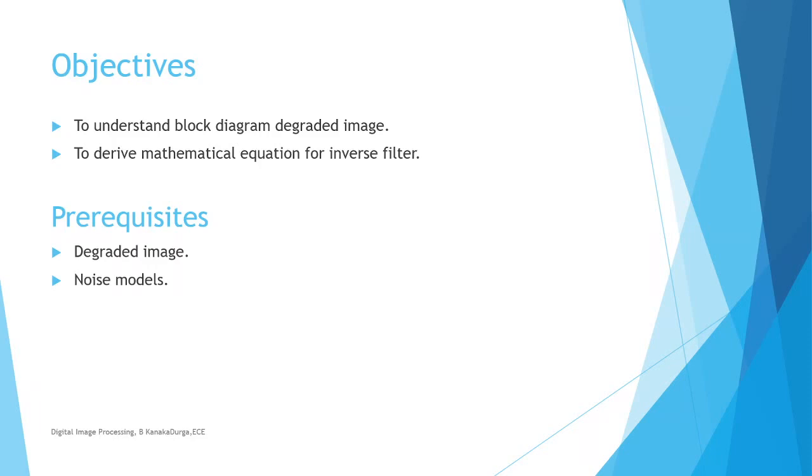So degraded image is nothing but an image whose original characteristics have been lost. That type of image we are going to call a degraded image. When you observe that type of photograph or image, we cannot get the information exactly or properly. And noise models like motion blur, temperature variance, atmospheric turbulence, or any interference, all these come under noise models.